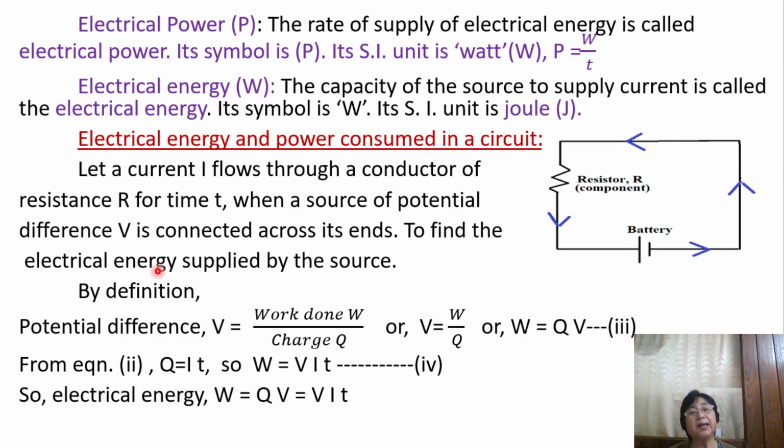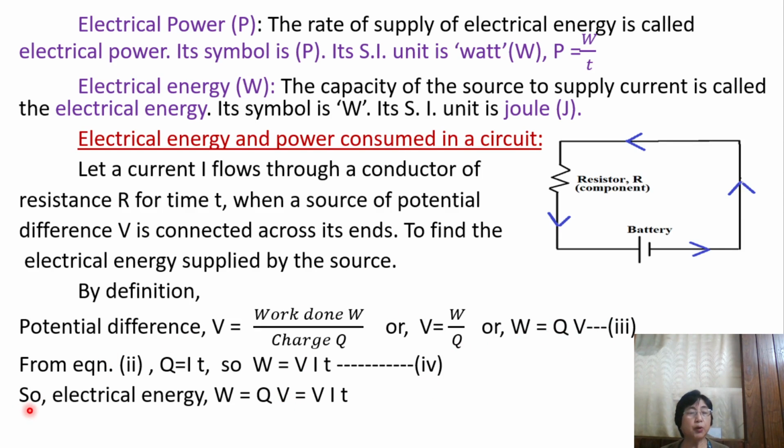Now to find the electric energy supplied by the source. How much will be the electric energy supplied by this battery? Now we have to start from the definition of potential difference. Potential difference V is equal to work done W by charge Q, or V is equal to W by Q, and on cross multiplication we get W is equal to Q into V. We mark it as equation 3.